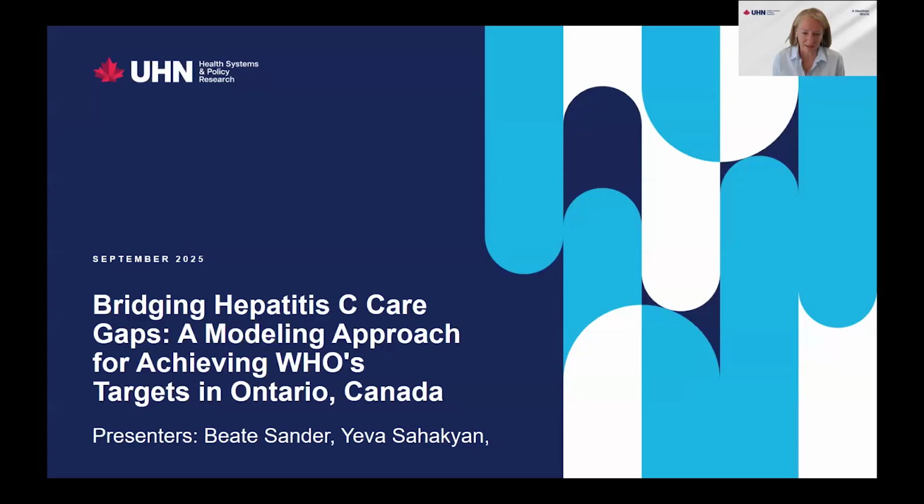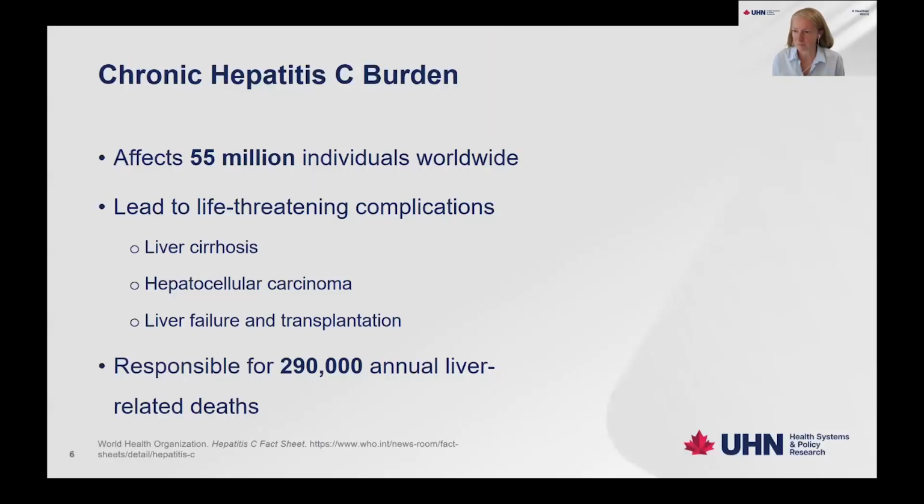All right, let's start with the academic work that Yeva and I will be tag teaming through. Okay, so chronic hepatitis C is a significant burden. It affects about 55 million individuals worldwide. It can lead to life-threatening complications that include liver cirrhosis, hepatocellular carcinoma, and liver failure and transplantation. Chronic hepatitis C is responsible for about 290,000 liver-related deaths each year.